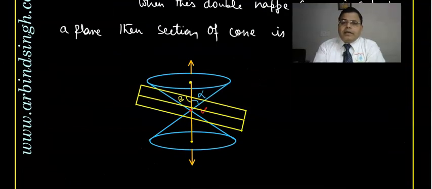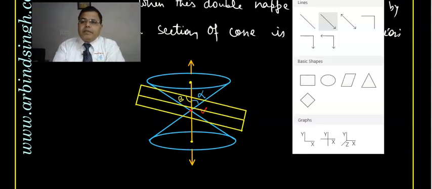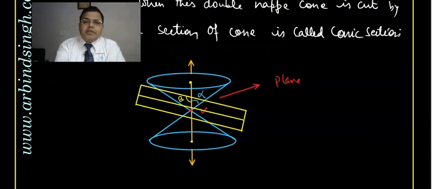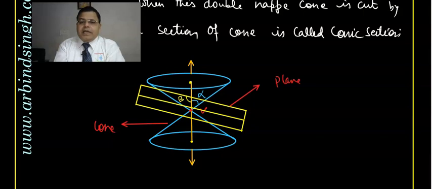Let this conic be cut by a plane, and this plane makes an angle beta with the axis of this conic. This is a plane, right? And that one is conic. So if this plane intersects the conic, this is a conic, right? So cone is there and this is a plane. This plane cuts the cone but makes an angle beta with the axis of the conic, then what will happen? Then the following situations will arise.